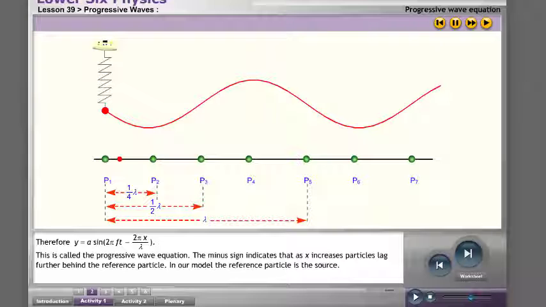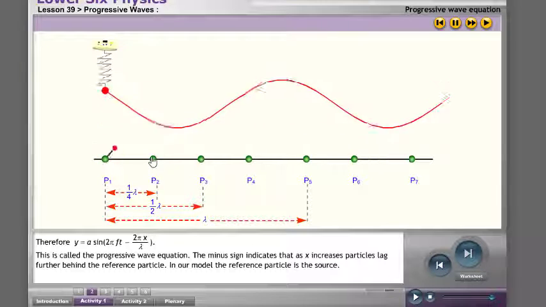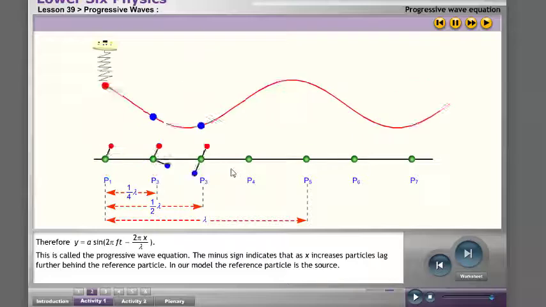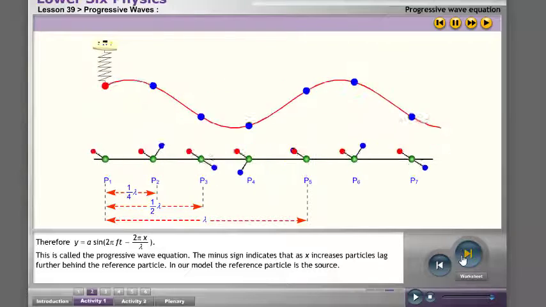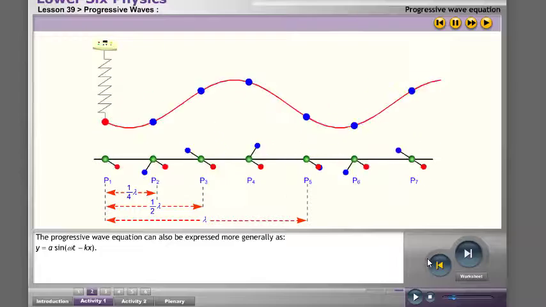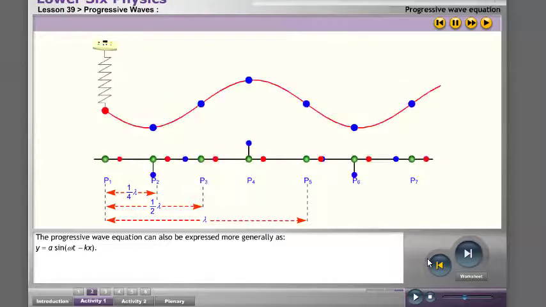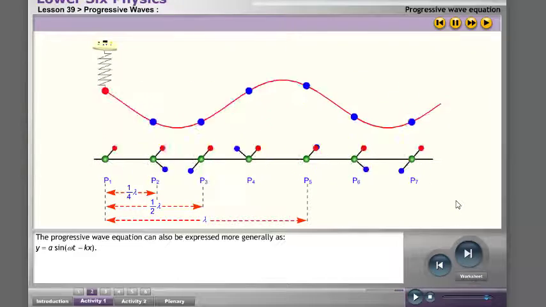The minus sign indicates that as x increases, particles lag further behind the reference particle. In our model, the reference particle is the source. The progressive wave equation can also be expressed more generally as y equals a sine of omega t minus kx.